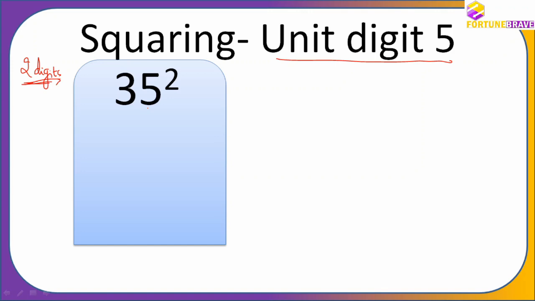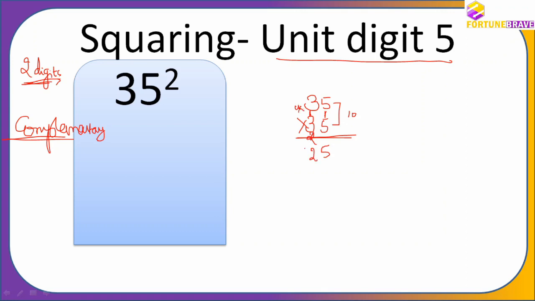Do you remember the complementary numbers? What is that? Complementary numbers are those numbers whose unit digits add up to 10 and the remaining digits are the same. So 35 into 35, any square which ends in 5 is the same thing. So what did we do there? Remember, we did 5 into 5, 25, and 3 into 4, the next number, 12. So no carry here, directly we will write 3 into 4 is 12.